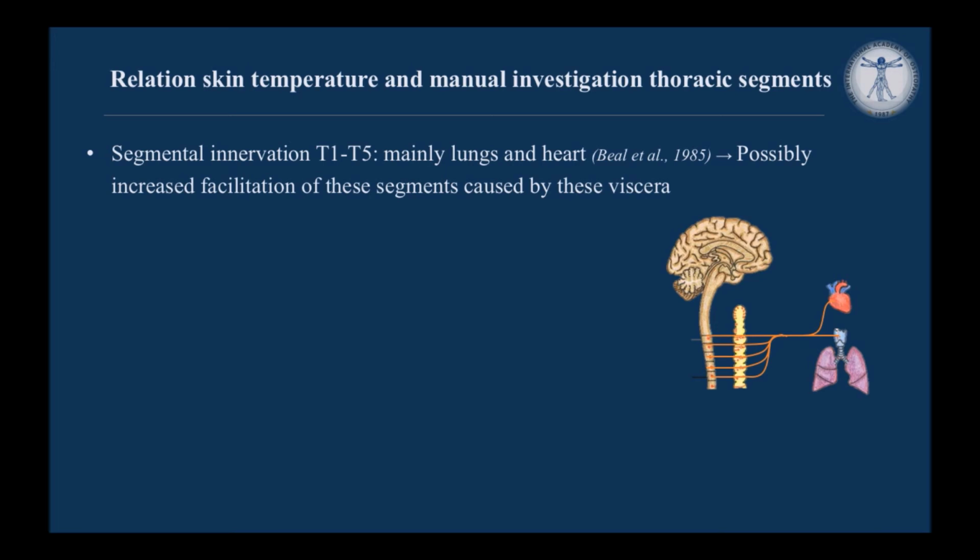A third reason why the relation between the manual investigation of the upper thoracic spine and skin temperature was found is possibly due to the visceral segmental sympathetic nerve supply. Mainly heart and lungs are innervated via T1 until T5. Possibly, there is an increased facilitation of these segments caused by the viscera.